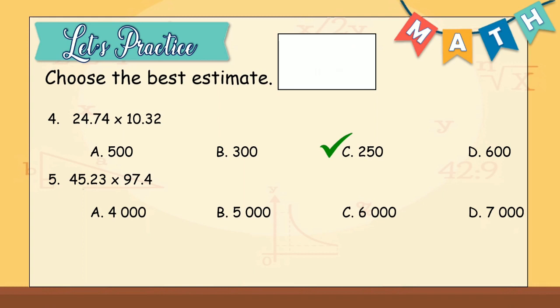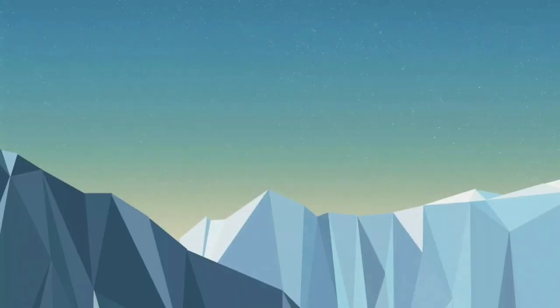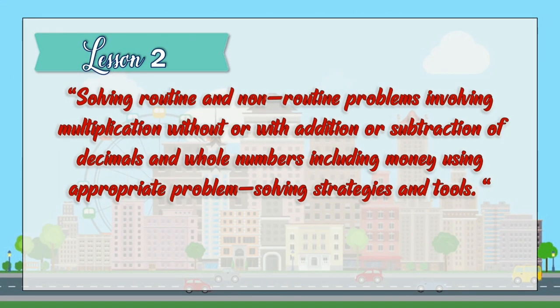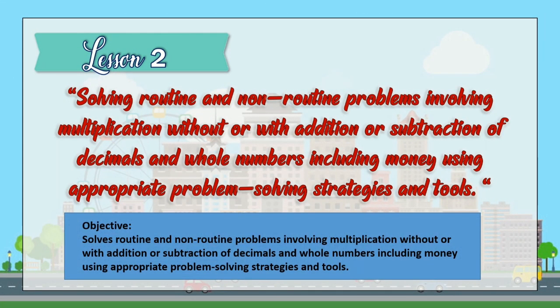The best estimate is letter B, 5,000. Let us now proceed to our next lesson: solving routine and non-routine problems involving multiplication, without or with addition or subtraction of decimals and whole numbers, including money, using appropriate problem-solving strategies and tools.